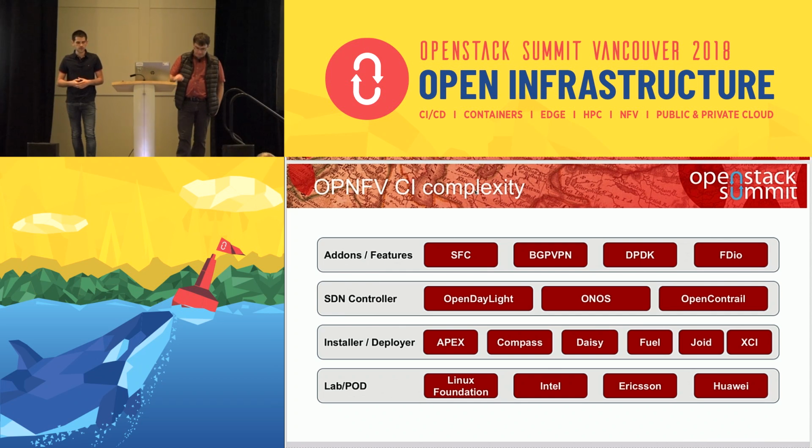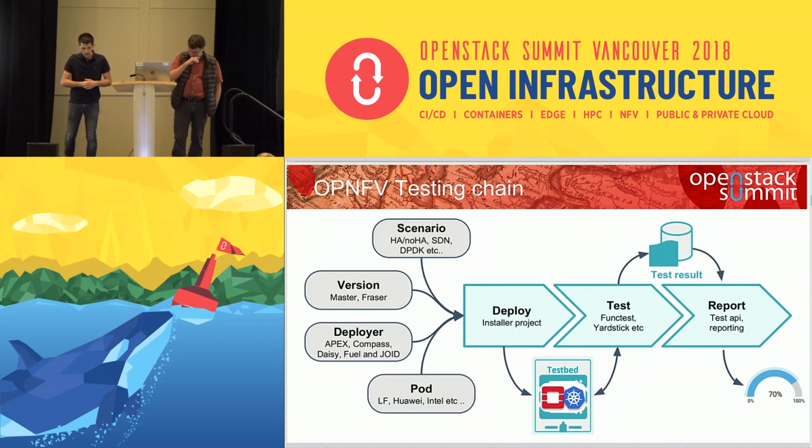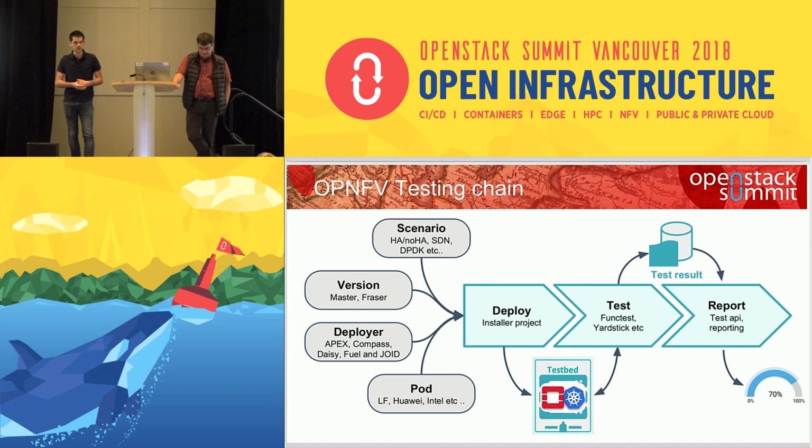And we have different kinds of pod labs. So maybe more than 18 around the world, hosted by Linux Foundation, Intel, Ericsson, Huawei, and other companies. So the testing chain: we have these different kinds of scenarios with OpenStack in HA or no HA, SDN, DPDK. We have different versions. So for example, we released Fraser last month.